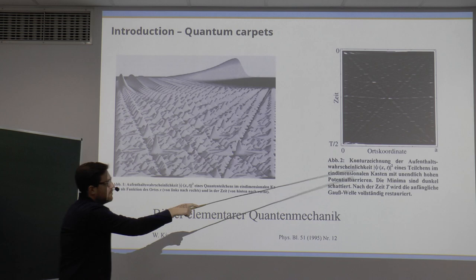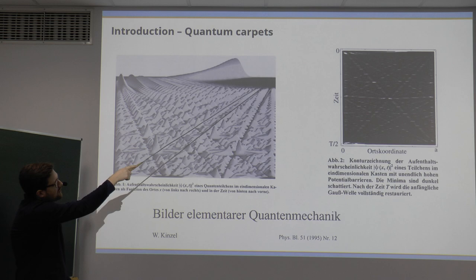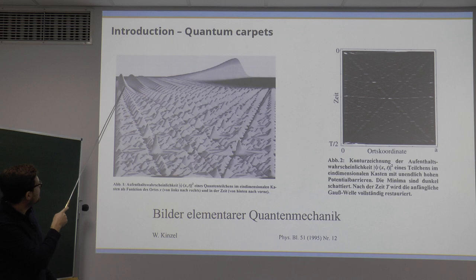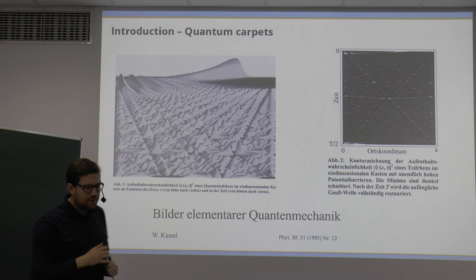This is one dimension, and here is time. So Kinzel thought of this as a mountain view. He called these dark lines canals or valleys, and these bright lines ridges. You can see why, right, from this picture, from the perspective.